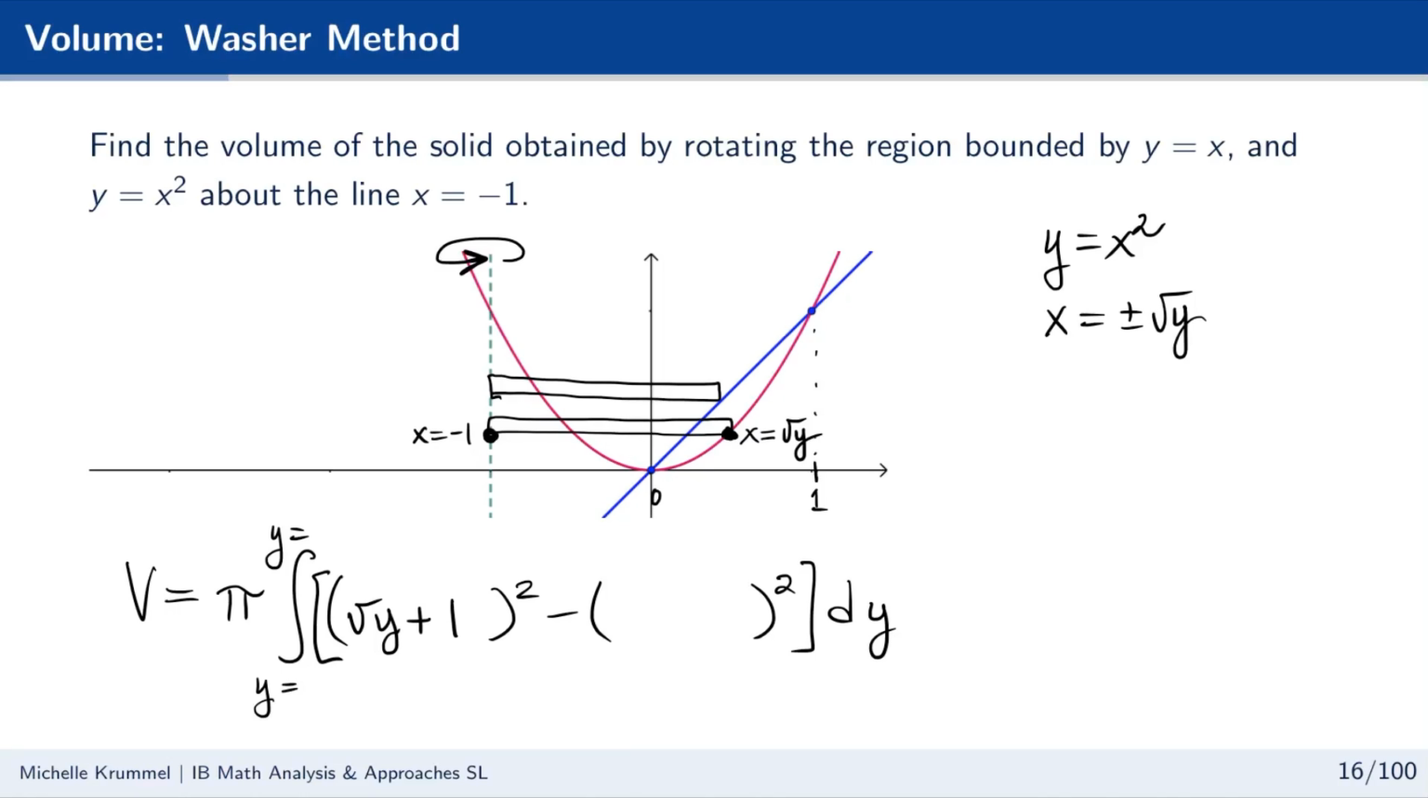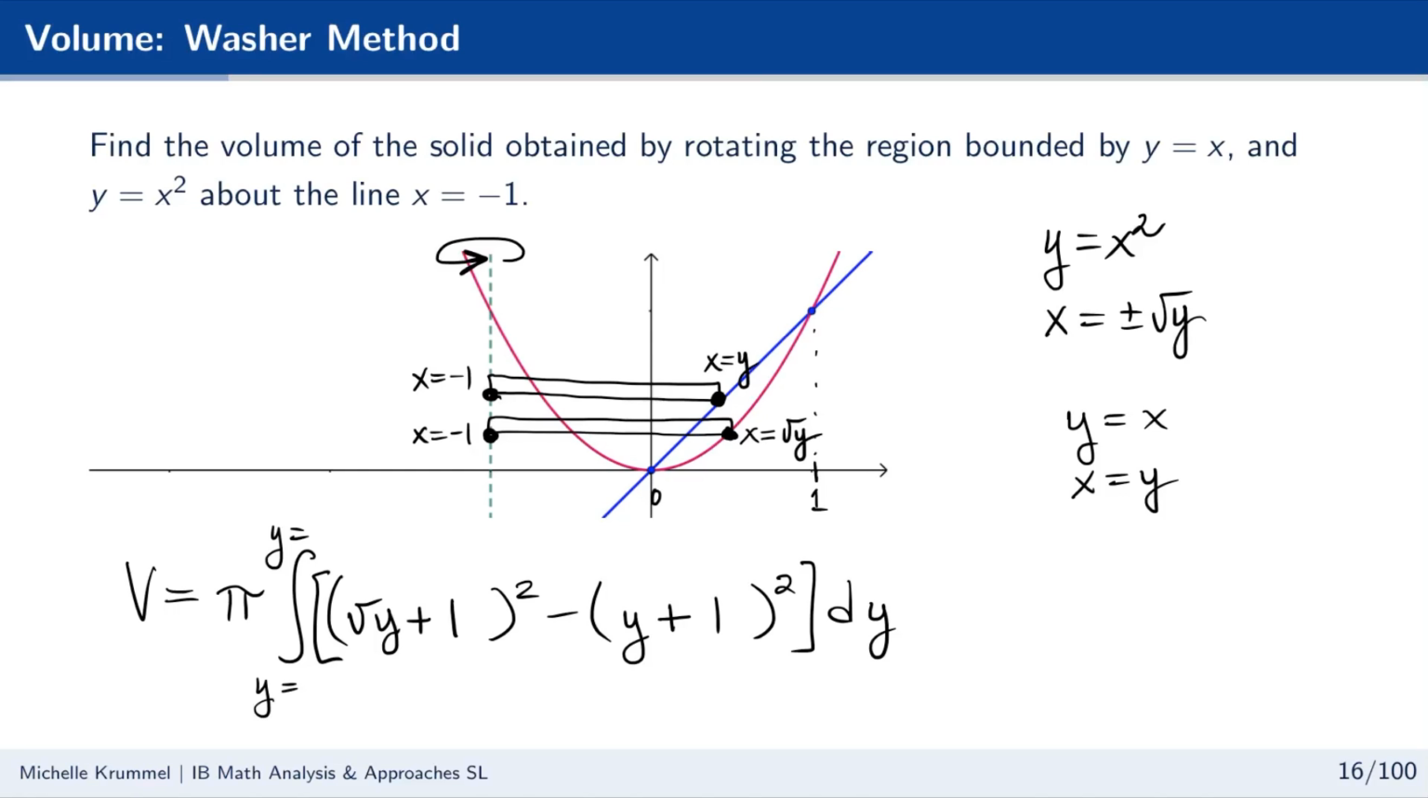Now for the inner radius, we're going to do something similar, right? The right side of here is touching x equals what? Well, we know that graph is y equals x, which means x equals y. So that's pretty easy, x equals y. And the left side of that rectangle is touching x equals negative 1. So for that horizontal distance, we do the right x minus the left x, y minus negative 1. And there's our setup.